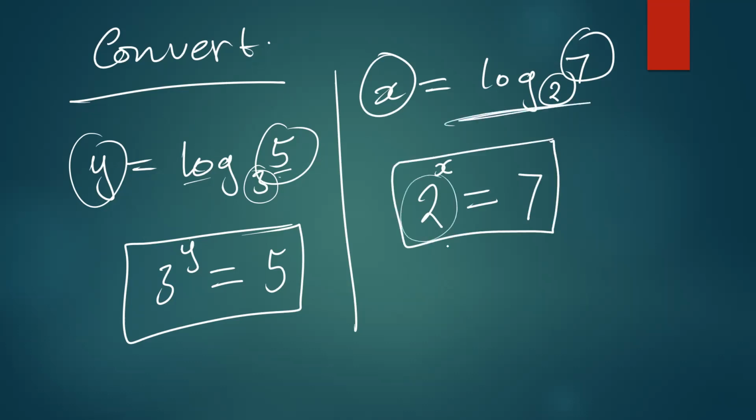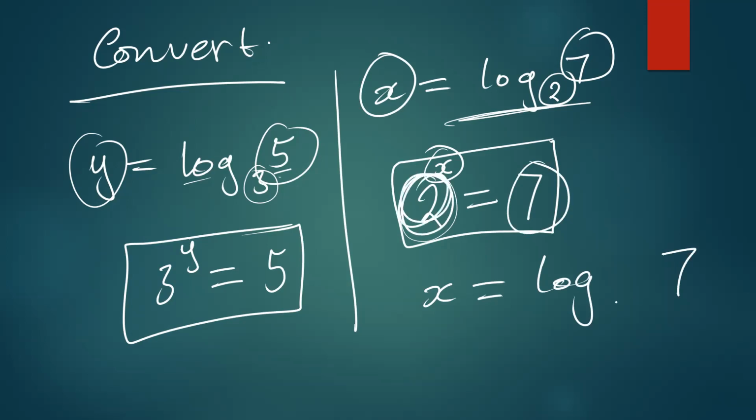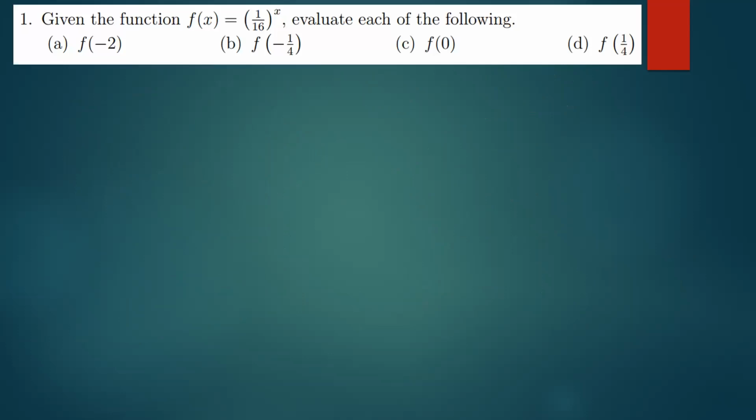Now how do we convert this back to logarithm? The base remains the base. So we say the power, which is the exponent, x is equal to log 7, and then the base will always be the base. It will still remain the base even in logarithm. It's as simple as that. Let's quickly move on to solving questions.